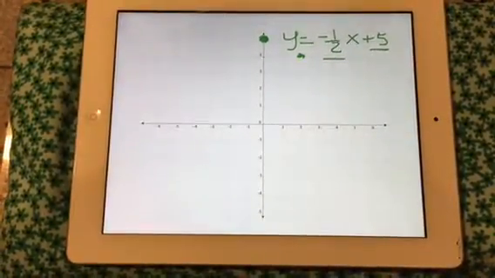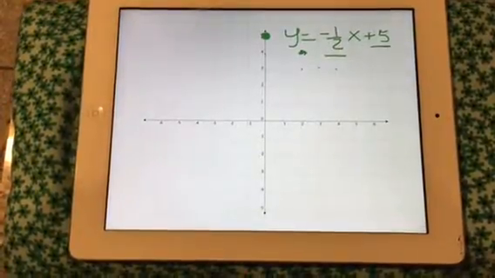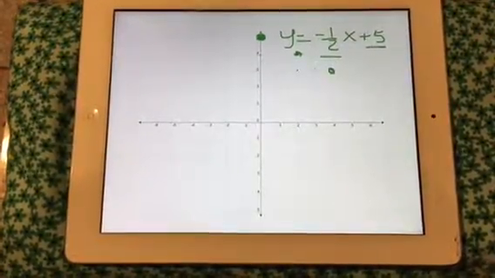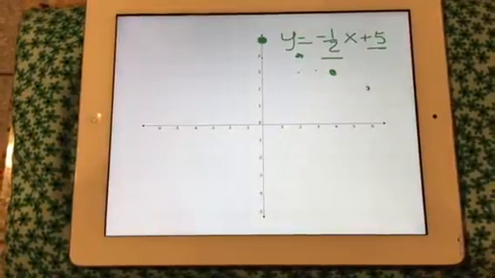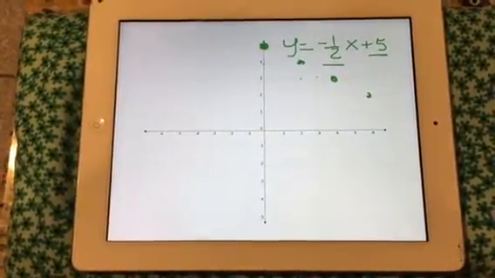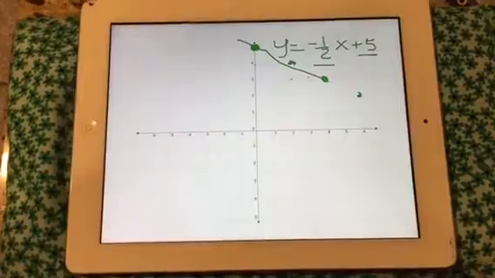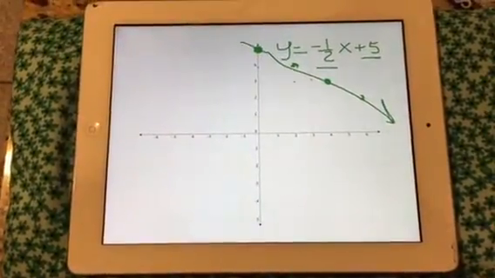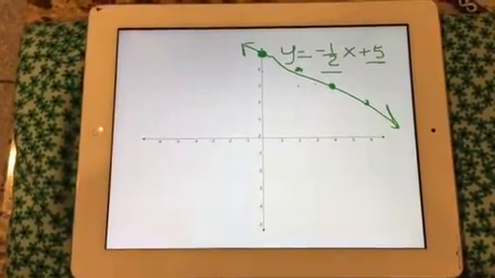Then I can do it again from that same point. I can go down 1 over 2. I'm going to do it one more time just for good measure. Down 1 over 2. And then I draw my line. That was awful. Sorry, guys. But that's all we have to do to graph our lines.